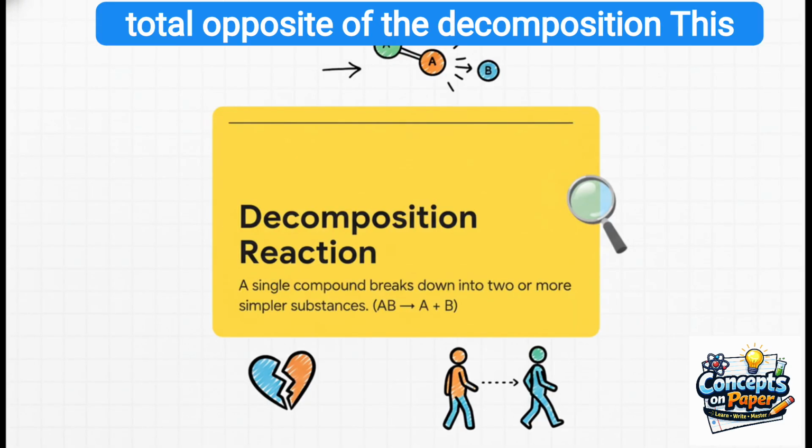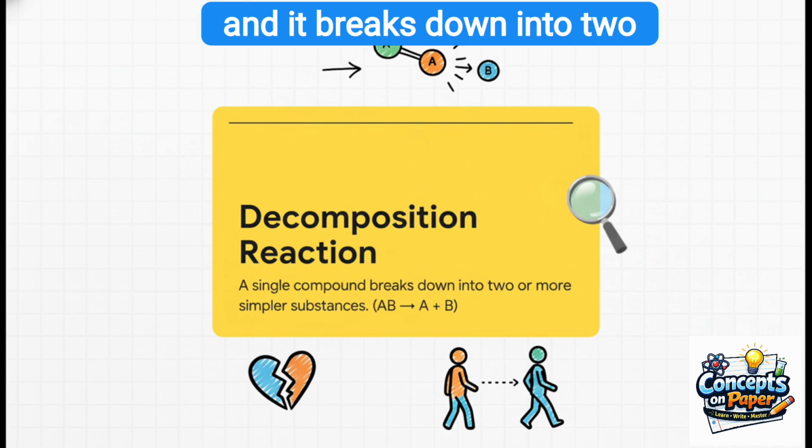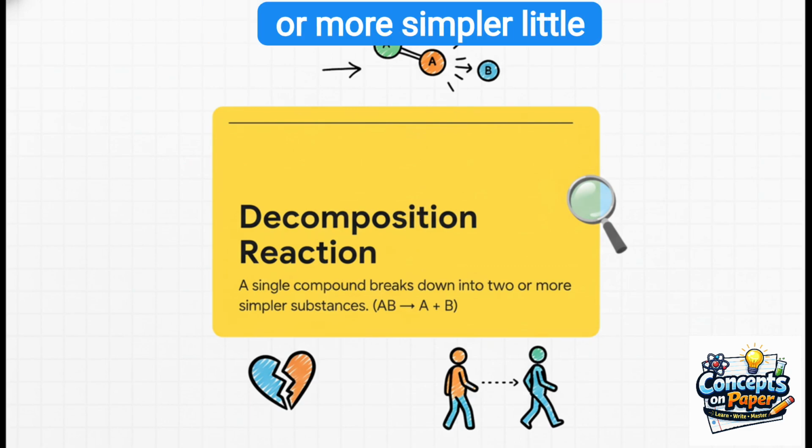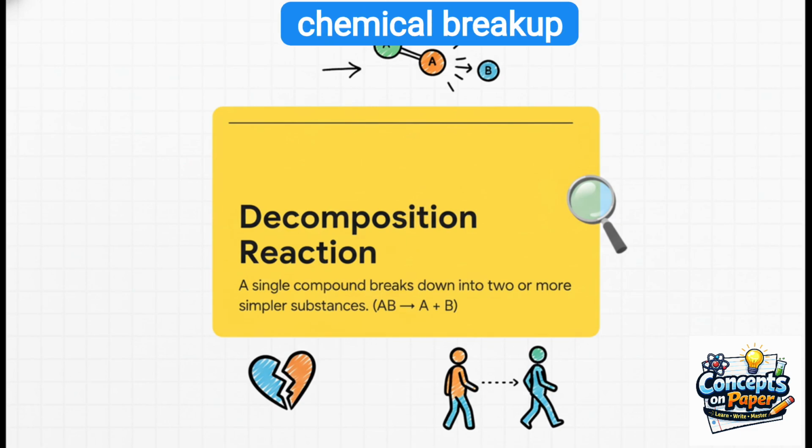Next up, we have the total opposite of combination, the decomposition reaction. This time, we start with one big compound, AB, and it breaks down into 2 or more simpler little pieces, A and B. You can kind of think of it as a chemical breakup.